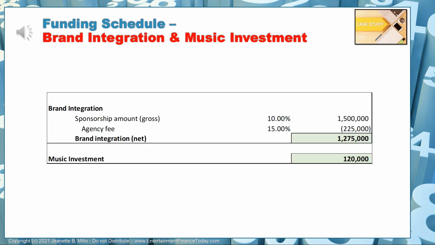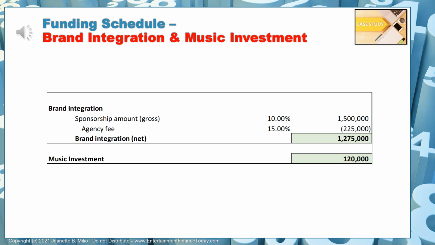The brand integration and the music investment are, the brand integration first of all is 10% of the budget, so that is now $1,500,000 instead of $1 million before. And the agency fee is also charged on that amount. 15% of 1,500,000 is 225,000. So net, we have available $1,275,000 for our finance plan.